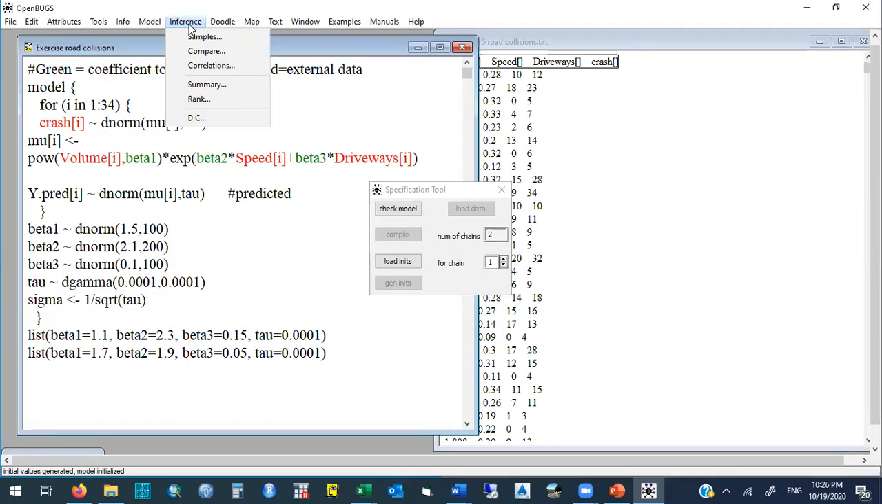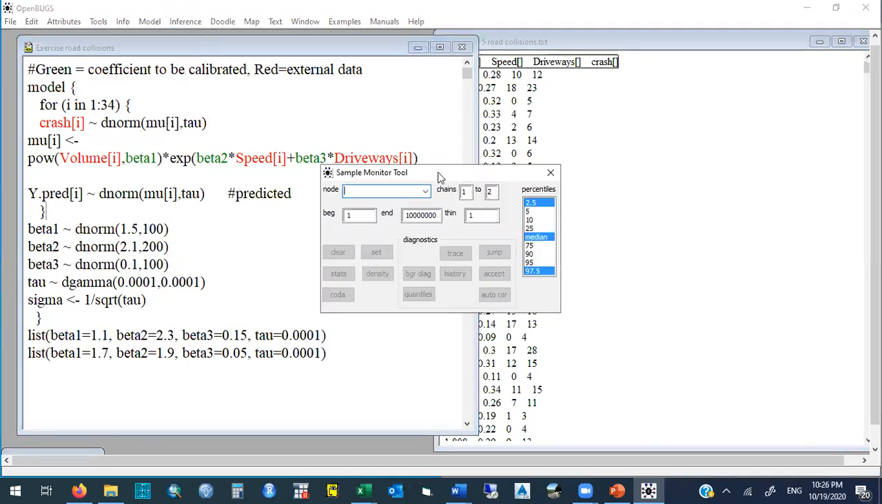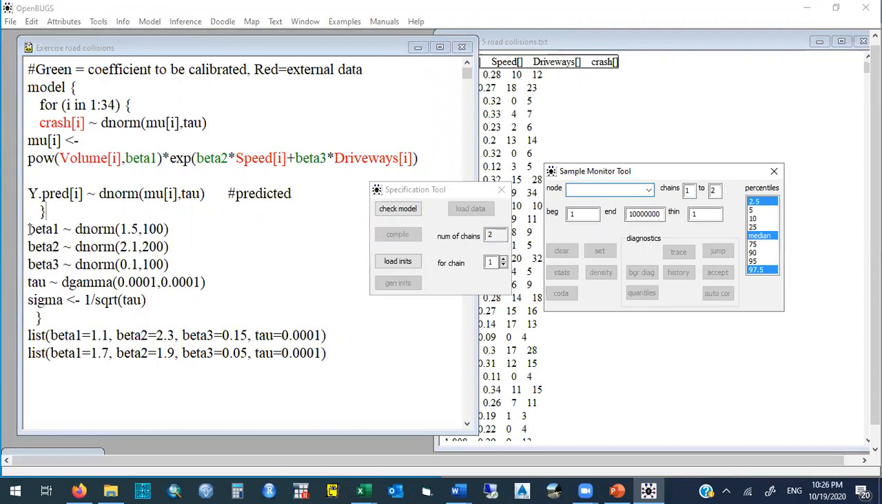Now, in the samples, I need a sample for this. That is what values the system is gonna remember that I'm gonna calibrate. So I calibrate beta one, I hit on set, I want beta two. These are the coefficients I want to calibrate. And beta three, and that's all I want. Now I just run the simulation.